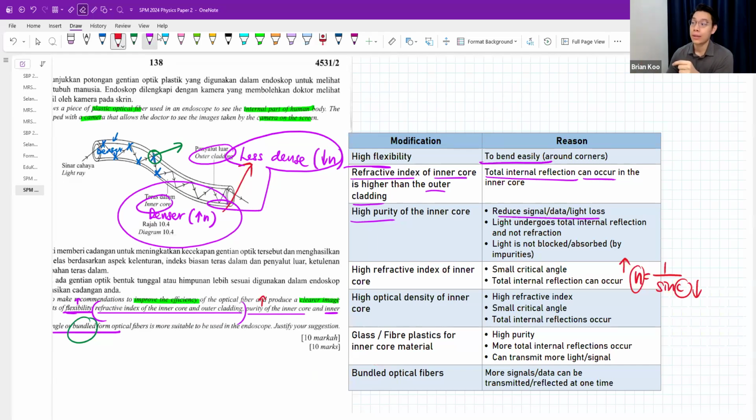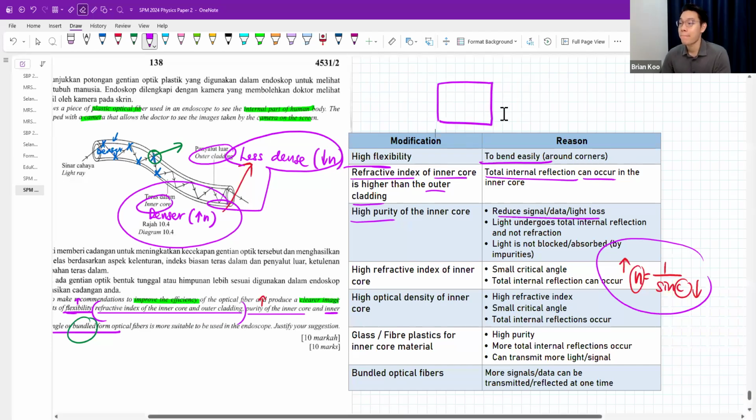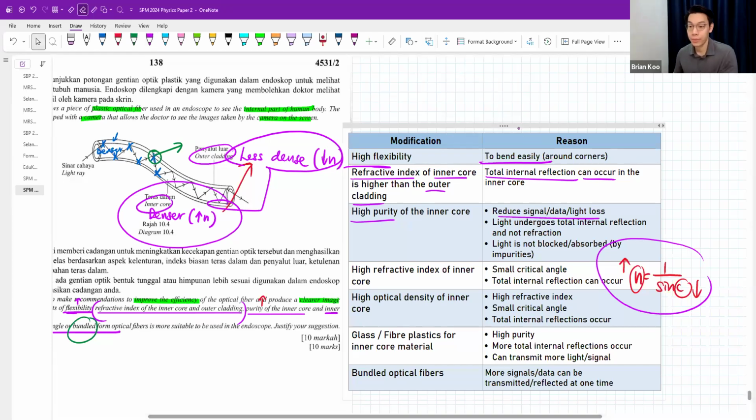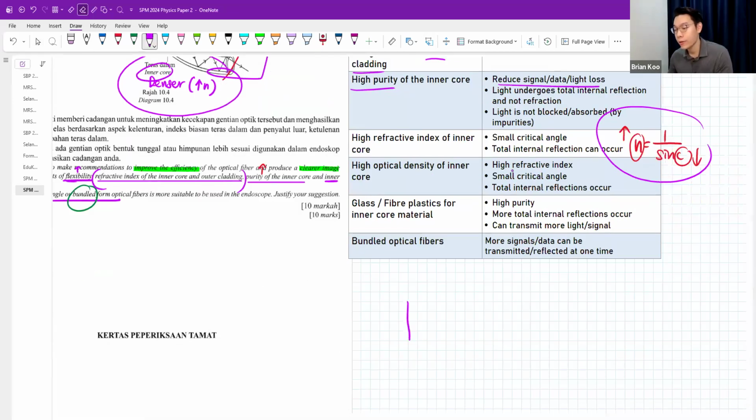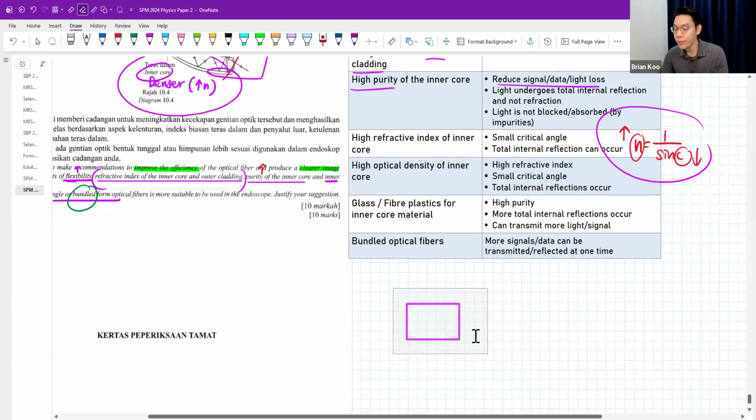Okay, just a quick one for this one. Why does smaller critical angle mean more total internal reflection? Because let's say I have two different glass blocks, two different materials. Maybe I draw it down here.